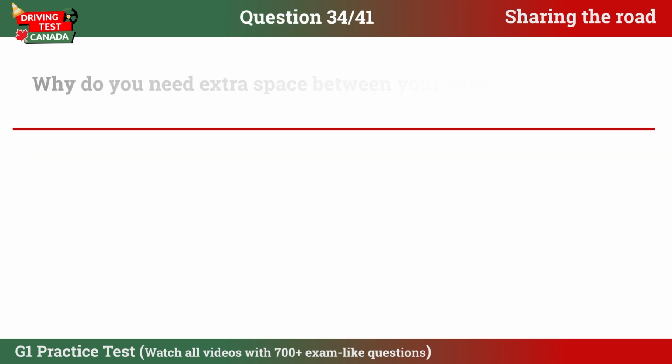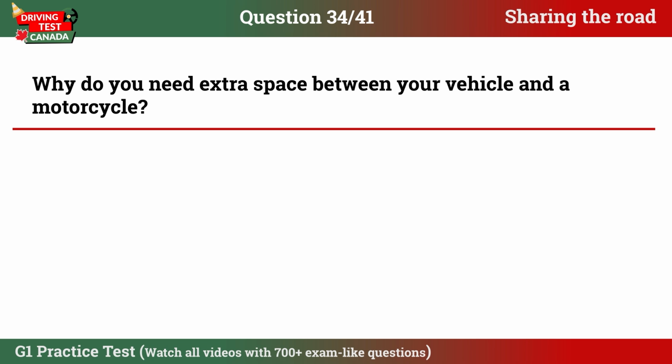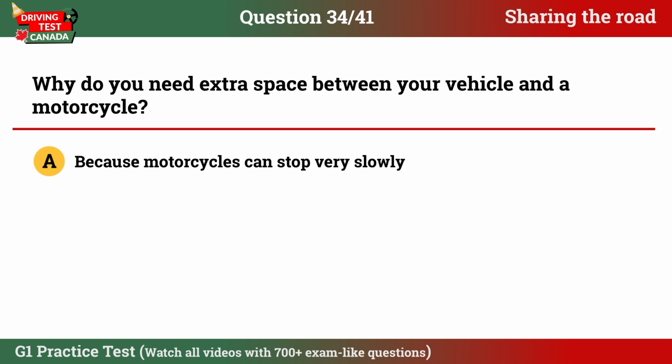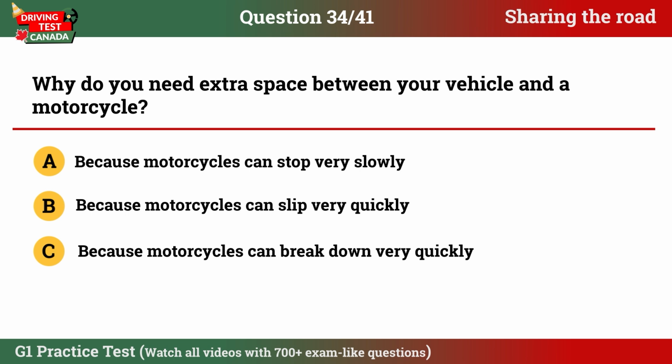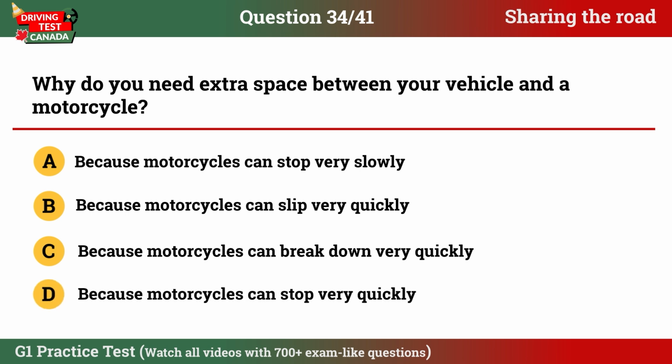Question 34. Why do you need extra space between your vehicle and a motorcycle? A. Because motorcycles can stop very slowly. B. Because motorcycles can slip very quickly. C. Because motorcycles can break down very quickly. D. Because motorcycles can stop very quickly.